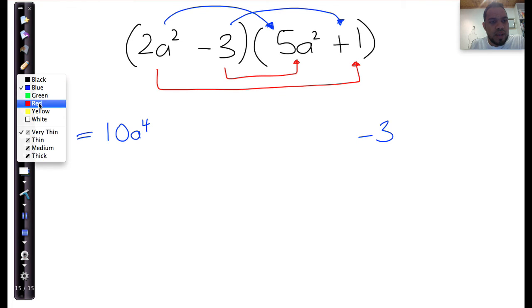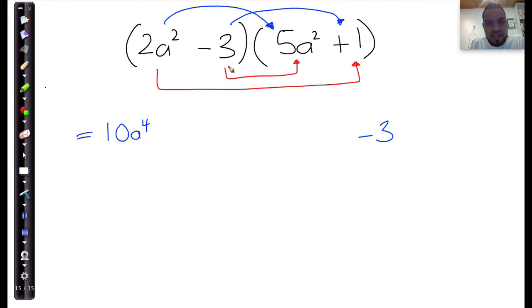Okay, so now let's do the red ones. There's the inner red, which is the one I'm starting with, and that's minus times a positive, which is minus. 3 times 5 is 15, and we're left with a squared. Then we do the other one and we say positive times positive is positive. 2 times 1 is 2, and then there's just a squared. So now I can add up the like terms, and I can say, well, a to the 4 is different from a to the 2, so I can't add them together. And here is like an invisible exponent. This is actually a to the power of 0, but we don't see it over there. So this is going to be 10a to the power of 4.